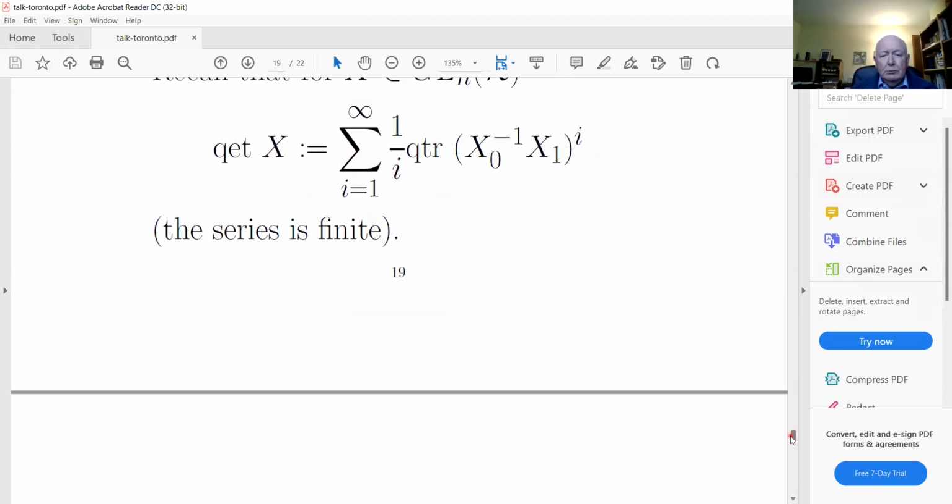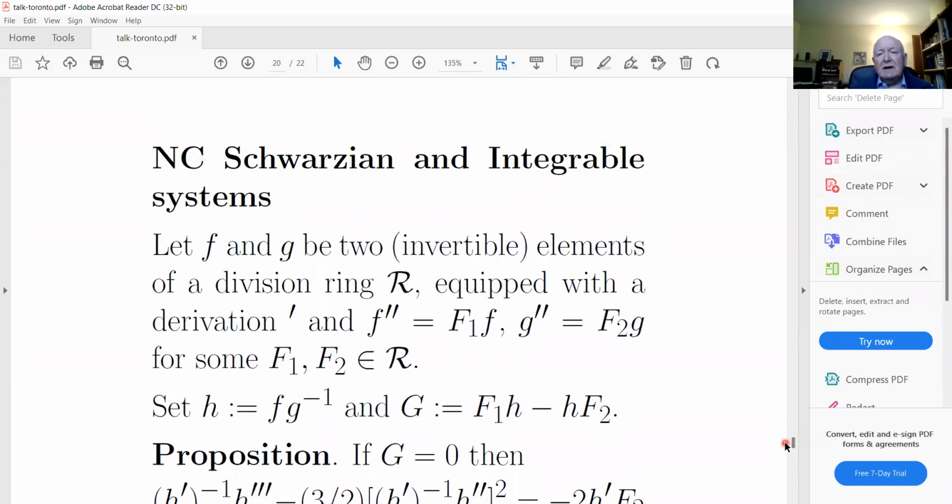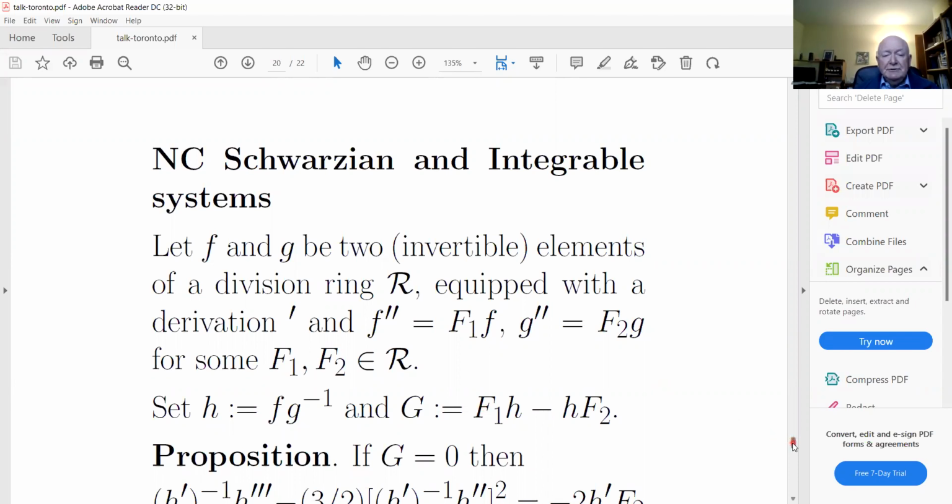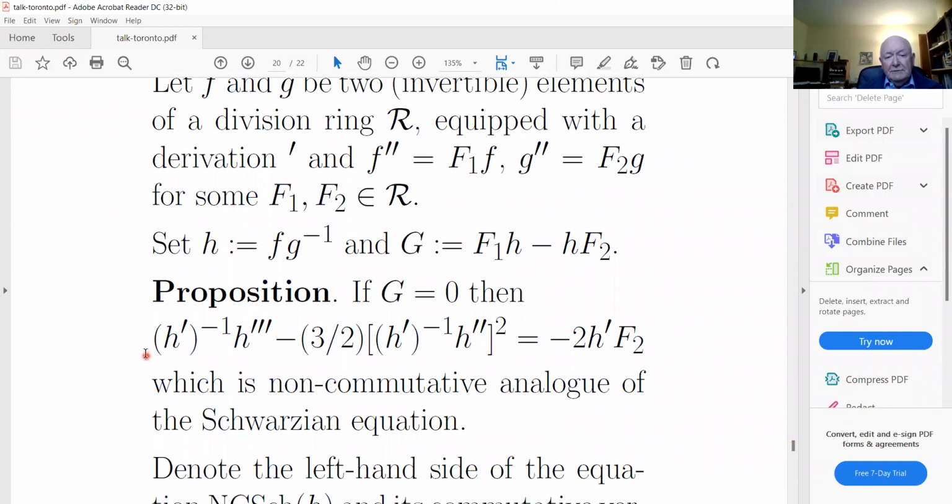Okay, now maybe just a few words about Schwarzians and integrable systems. And again, this is from joint work with Retakh and Sharygin. Suppose you have a division ring equipped with a derivation, and then you have two such Riccati-type equations. Under certain conditions, when H is the right ratio of F and G, you can produce this equation, which is again a non-commutative analog of the Schwarzian of this type.